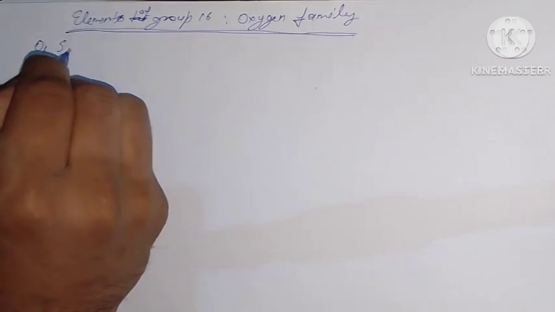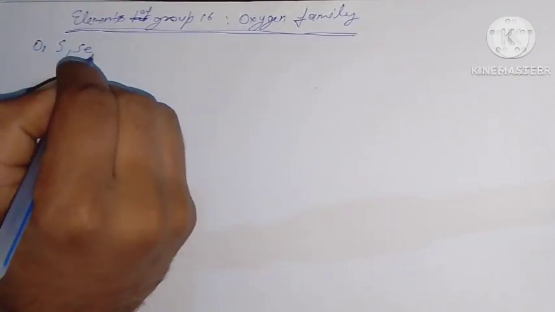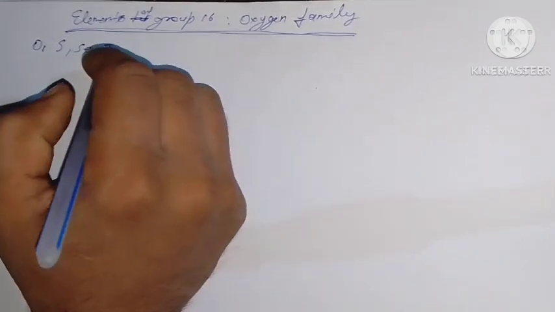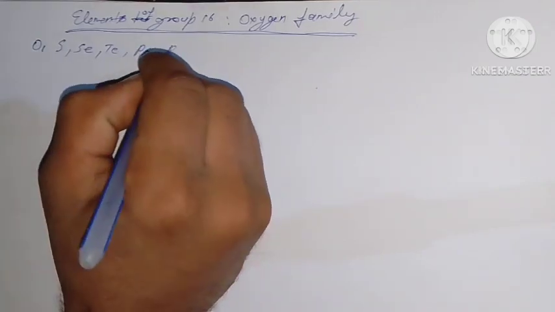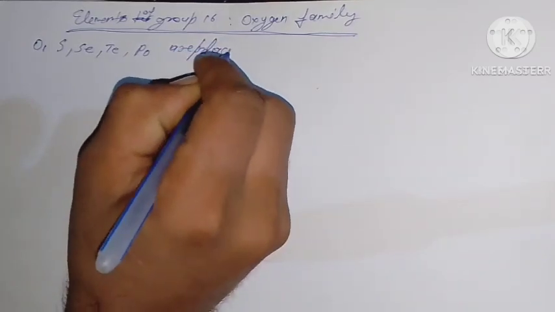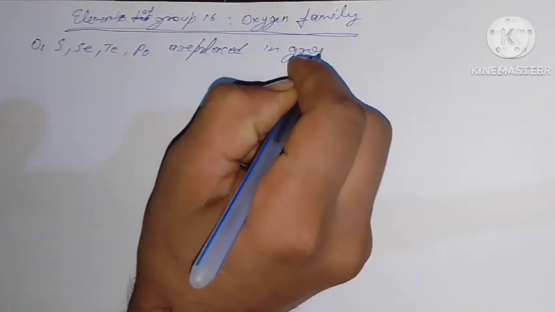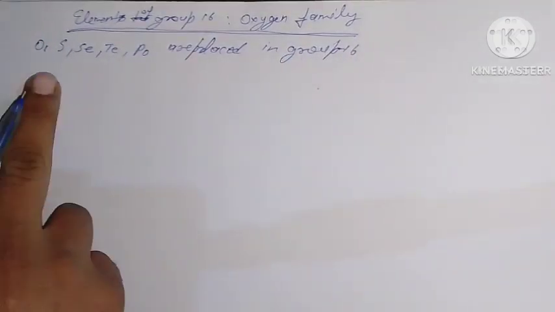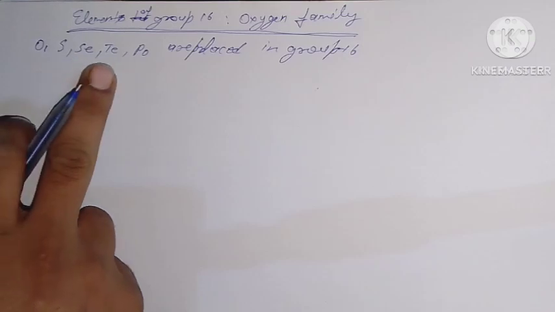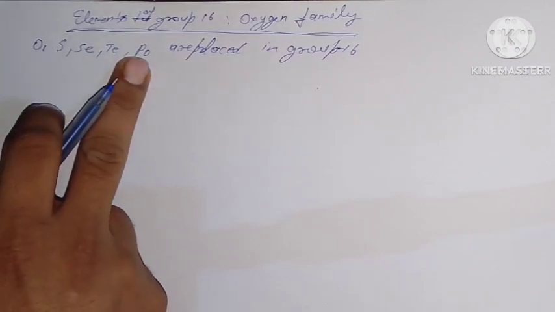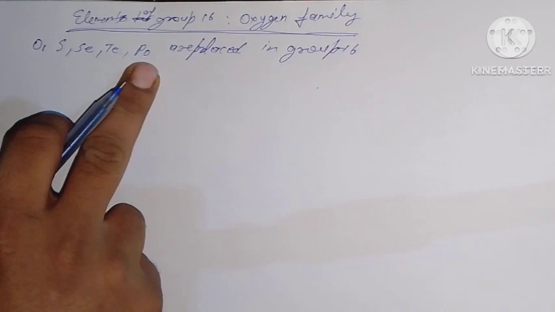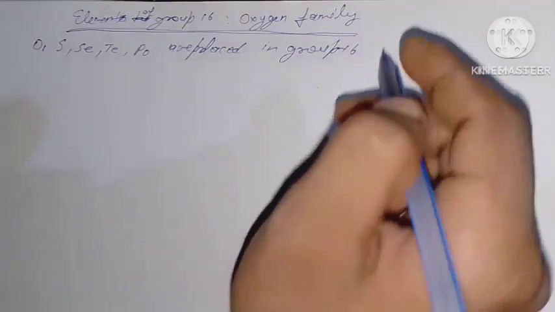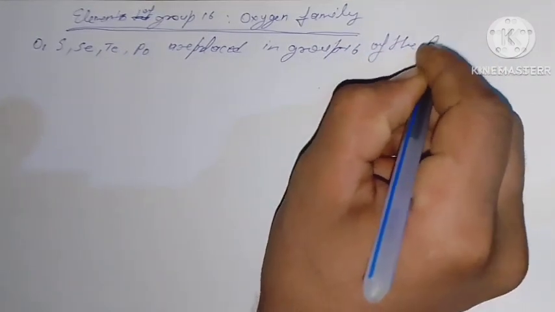Oxygen, sulphur, selenium, tellurium, and polonium are placed in group 16 of the periodic table.